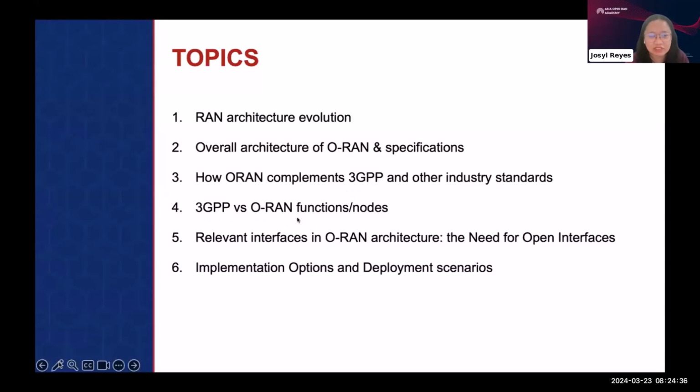And then let's look at the functions, the nodes, the interfaces defined by 3GPP and defined by the ORAN Alliance, and other relevant interfaces that may be utilized. And later, some implementation options and deployment scenarios. Okay, so the majority of the content here is really more on the theoretical side, and hopefully this will be augmented later by our industry speaker.